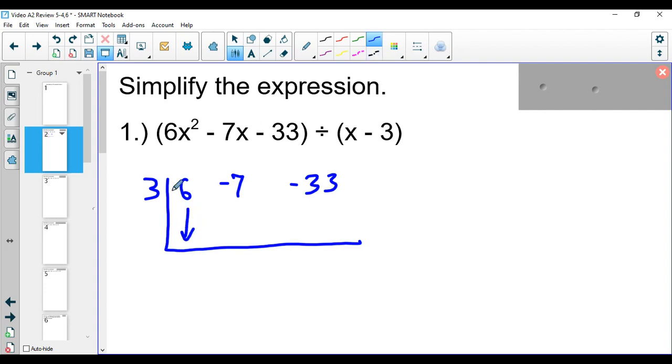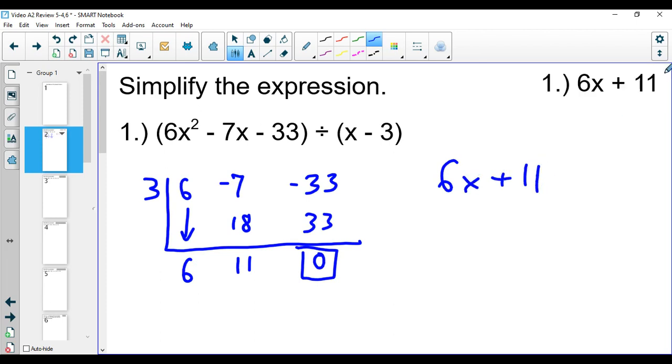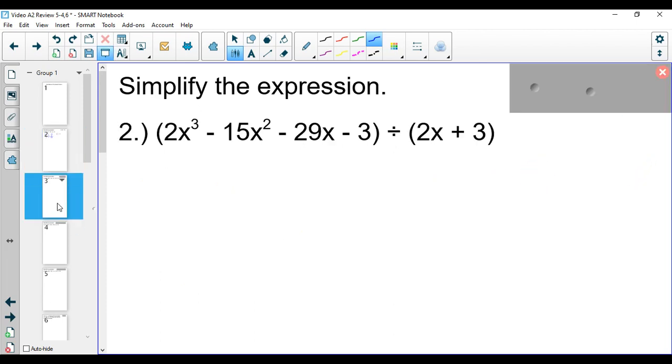All right, we bring down our first number, which is 6. Then we do 3 times 6 is 18. Put that right here. Now we combine and get a positive 11. 3 times 11 is 33, and we combine and get 0. So that's the remainder of 0, which means 11 is the constant and 6 is the linear term. So the answer would be 6x plus 11. Let's check the answer, and we're good.